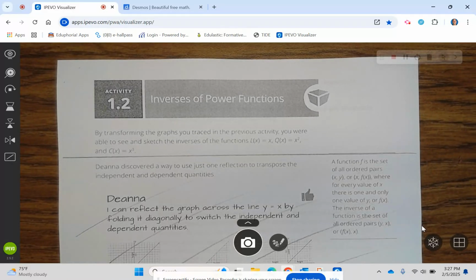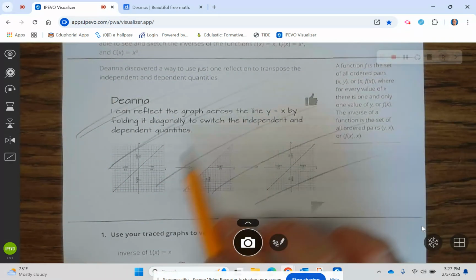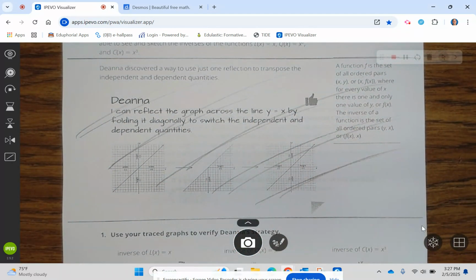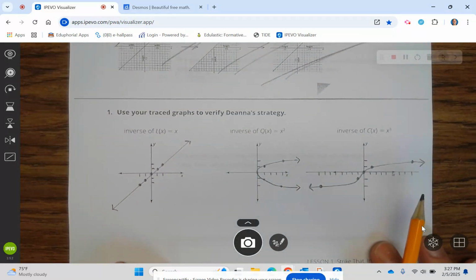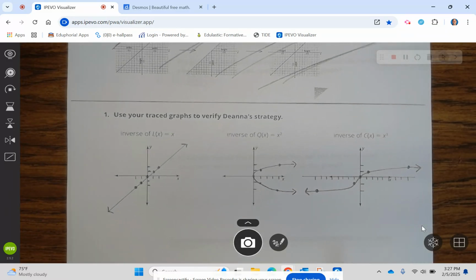1.2, inverse of power functions. By transforming the graphs you traced in the previous activity, you were able to see and sketch the inverse of the functions L of x equals x, Q of x equals x squared, and C of x equals x cubed. Go ahead and mark out this portion. Number 1, use your traced graphs to verify your strategy. All right, go ahead and finish up 1. All right, let's take a look at the next page.